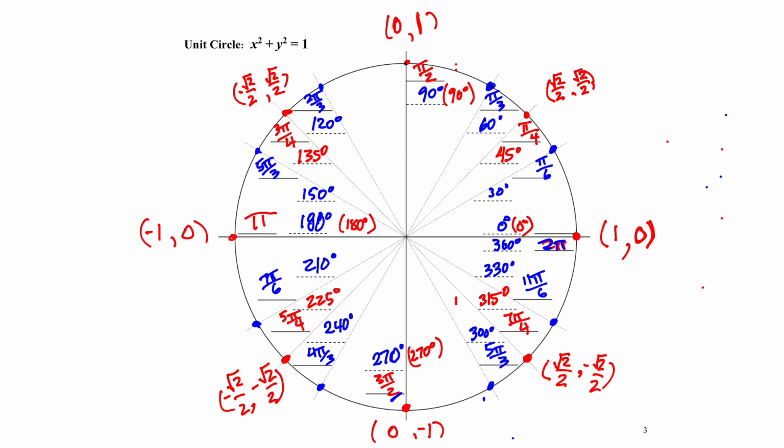Okay, so the other two values that we see when it comes to the 30 degree angles are 1/2 and root 3 over 2.